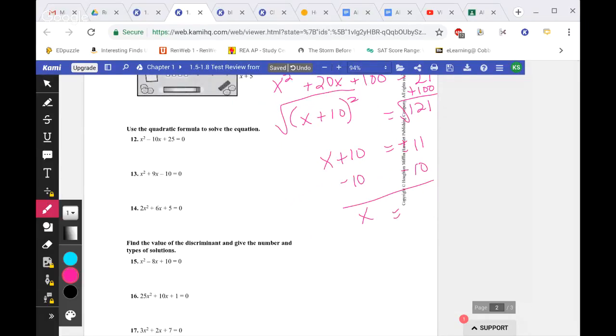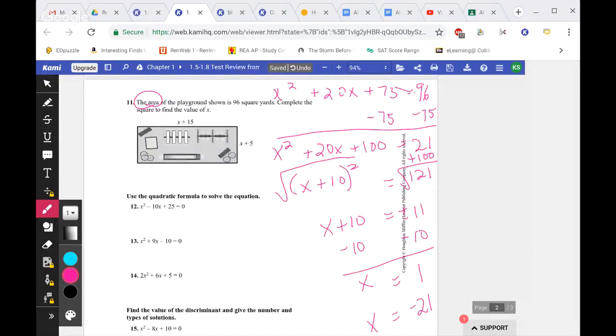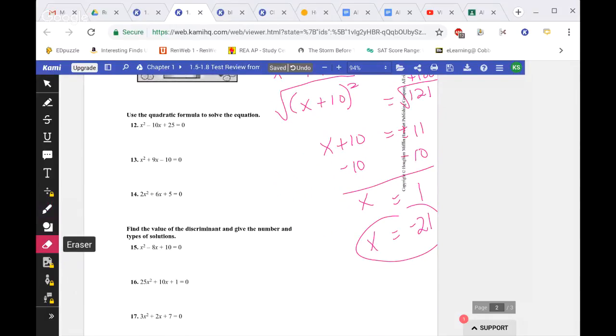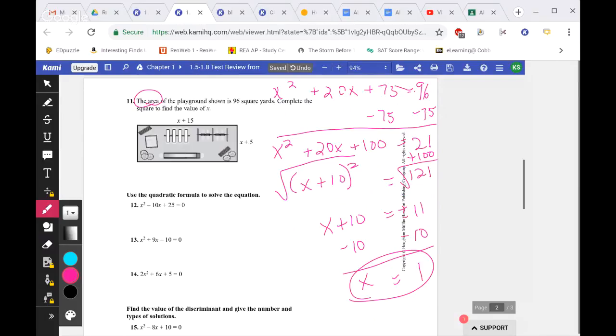And 11 minus 10 is 1. And negative 11 minus 10 is negative 21. But when I'm dealing with a measurement, I know that I can't have a negative measurement, correct? Because you can't have negative 21 yards. So I know the only logical answer is x equals 1.